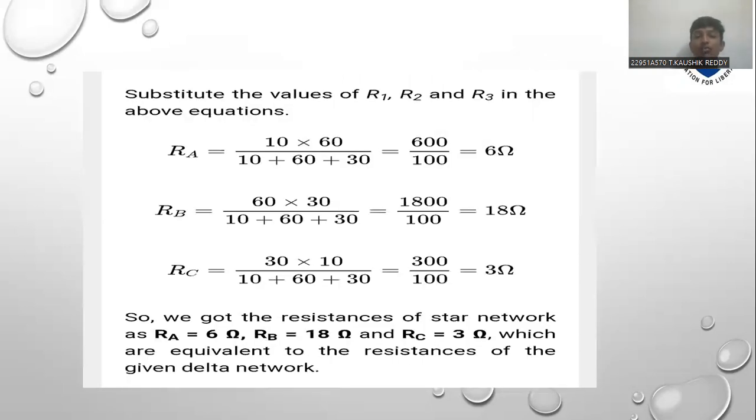On substituting the values of R1, R2 and R3 in the above equations, we'll get Ra = 10 into 60 by 10 plus 60 plus 30. We'll get 6 ohms, on dividing 600 by 100. Rb = 60 into 30 by 10 plus 60 plus 30. We'll get 1800 by 100, nothing but 18 ohms. Next, Rc = 30 into 10 by 10 plus 60 plus 30. We'll get 300 by 100 = 3 ohms. So we got the resistances of the star network as Ra = 6 ohms, Rb = 18 ohms and Rc = 3 ohms, which are equivalent to the resistances of the given delta network.